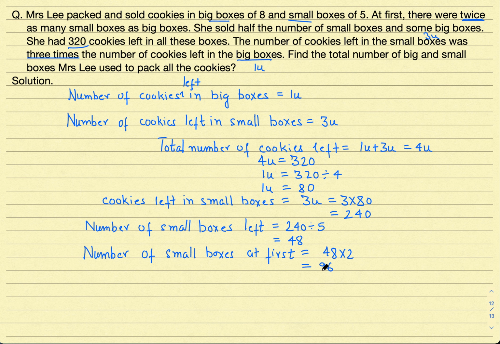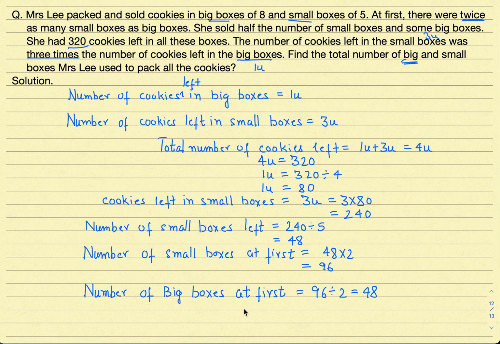Now we also need to find out how many big boxes were there at first, right? So we know that at first the number of small boxes were twice that of the number of big boxes, right? The number of small boxes were twice that of big boxes. So from here, we can easily calculate the number of big boxes at first. So how many will it be? I just told you they were half of the number of small boxes at first. So that should be 96 divided by 2. That will give me 48. Okay, and you can directly get it from here because we got 96 by multiplying 48 times 2, right? So in place of doing this, you could have directly written 48, right?